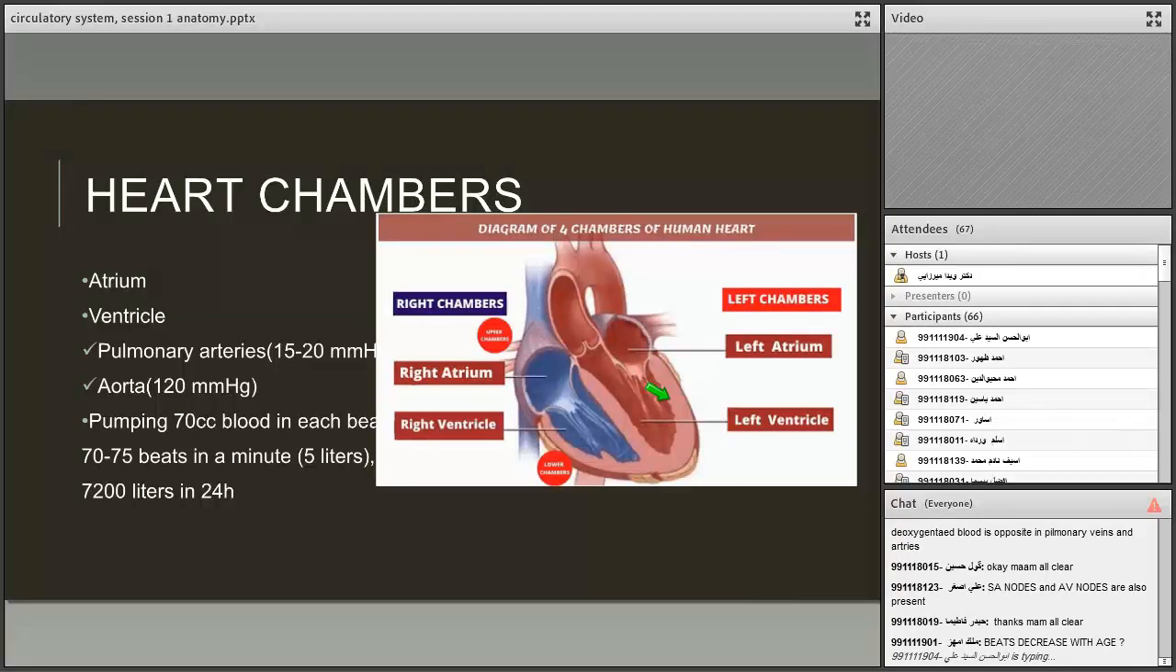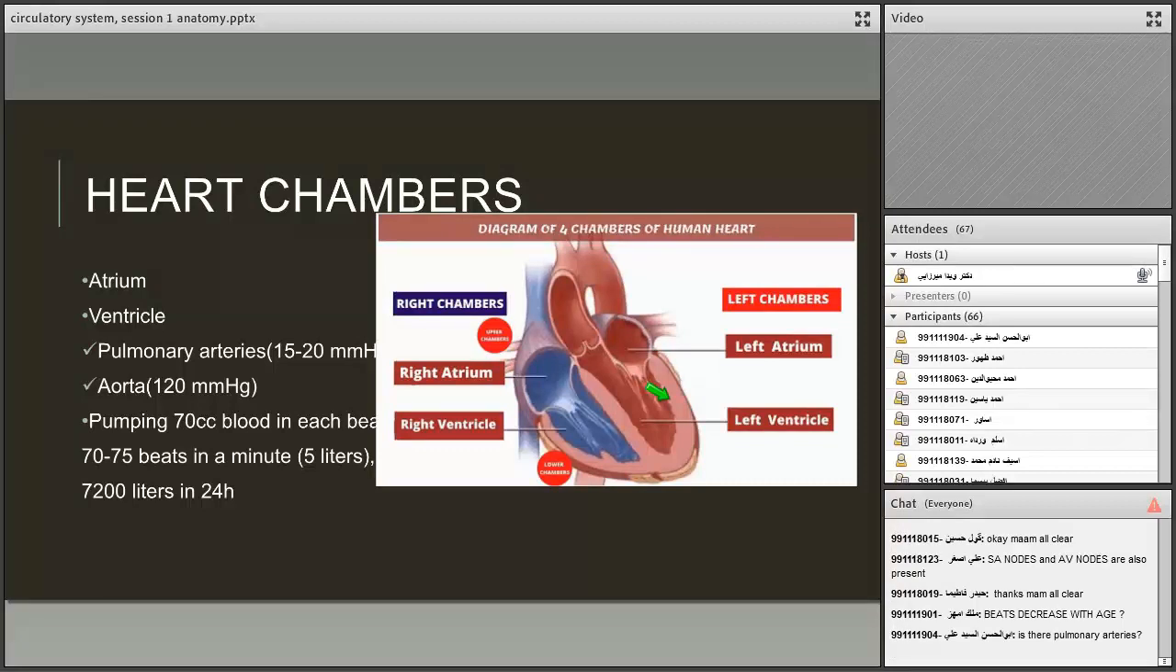Please, just think about and talk about the things that I mentioned. SA and AV nodes are not the topics in our session today. I will explain about the beats of the heart later. The pulmonary arteries, yes, we have pulmonary arteries, not in this picture, but I showed you. I will show you the pulmonary arteries again.